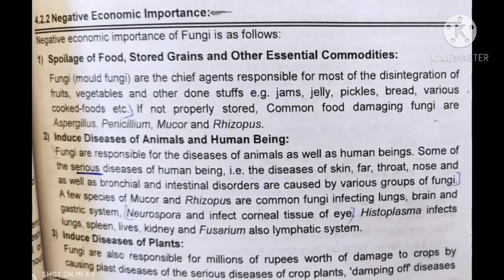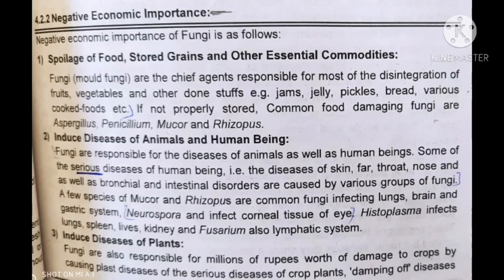Like the positive economic importance, most of the fungi are also harmful to human beings. They have a negative economic importance. For example, some of the fungi spoil food, stored grain, and other essential food material. Some fungi disintegrate fruits, vegetables, and other foodstuff like jam, jelly, pickles, bread, etc. They can spoil these food materials. Fungi like Aspergillus, Penicillium, Mucor, and Rhizopus are responsible for spoilage of food.